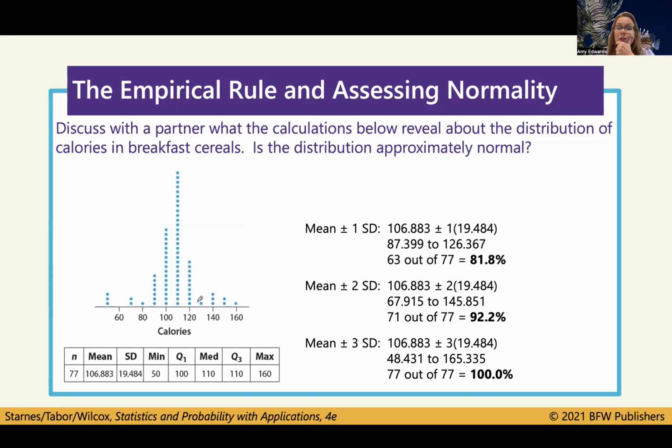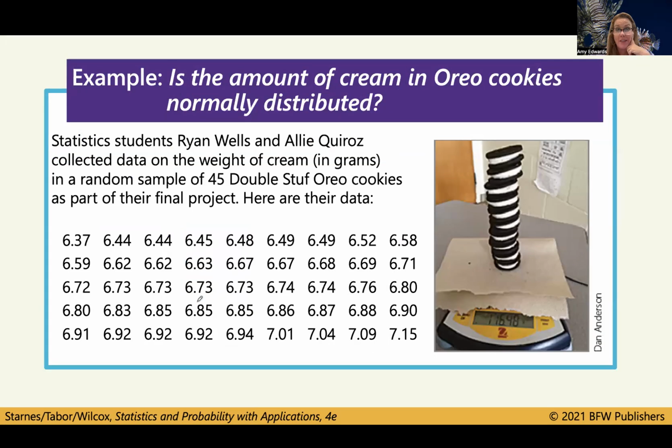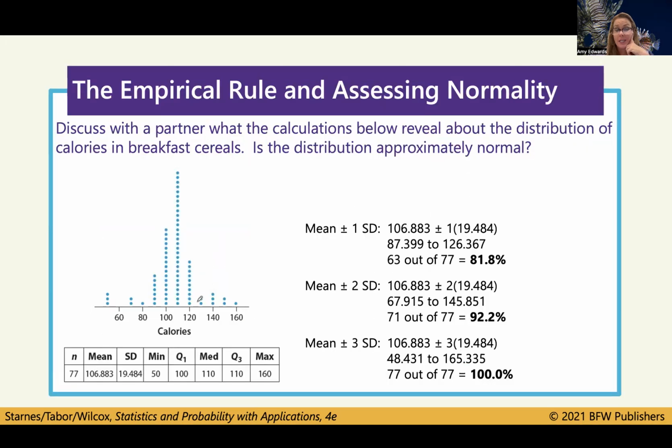So would you think this would make it approximately normal? What do you think? Again, look, the first one's high, second one's a little low. Within 3 standard deviations, it includes everything. I'm going to say no, it's not, because of that 100%.